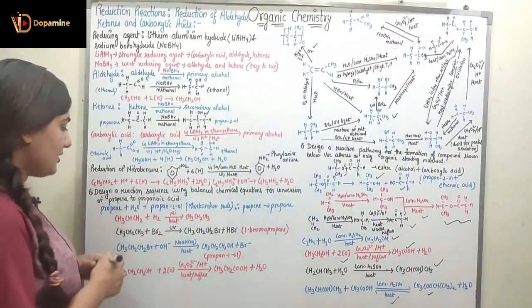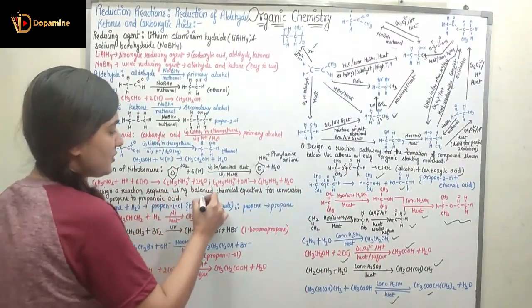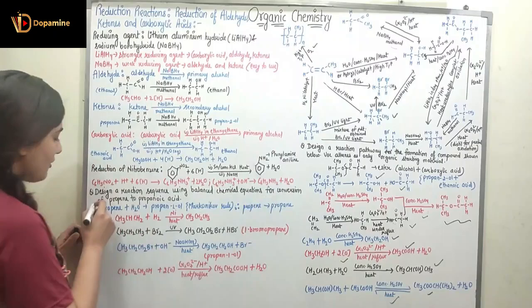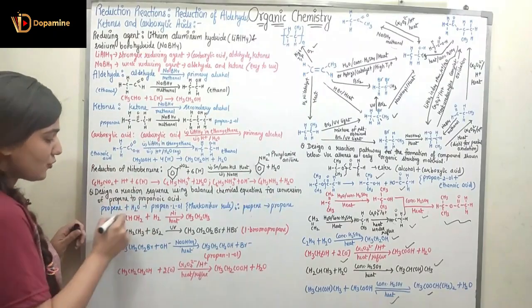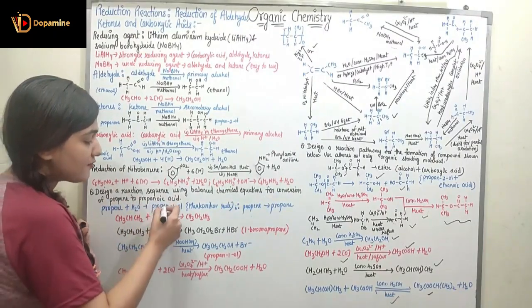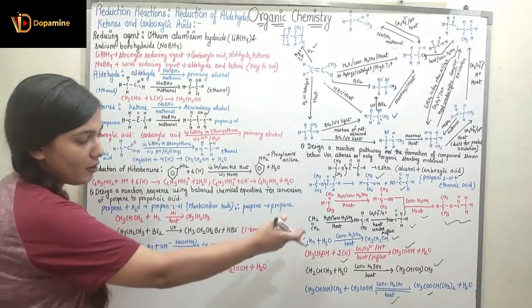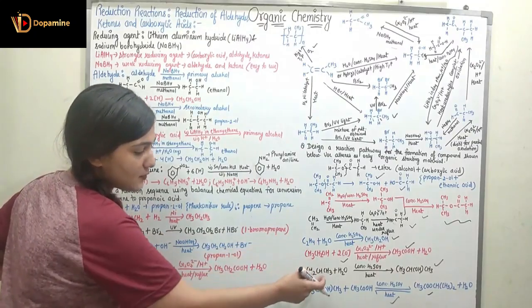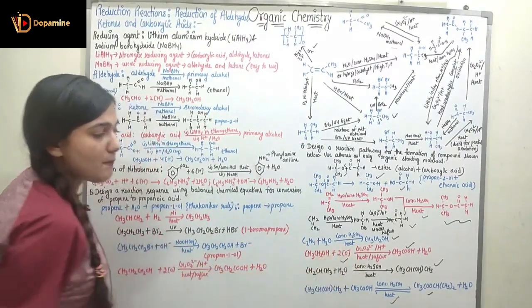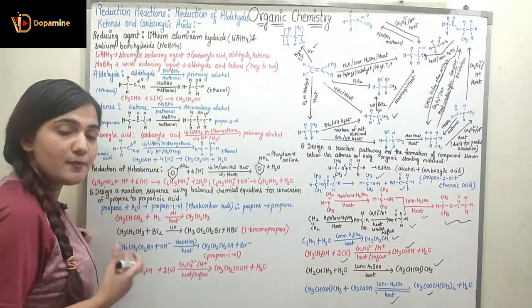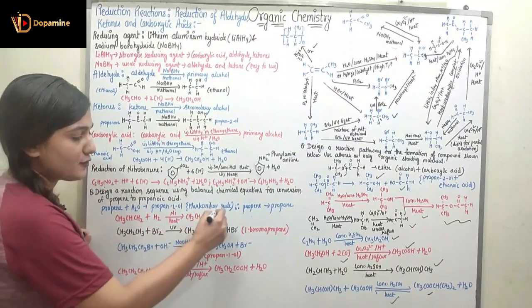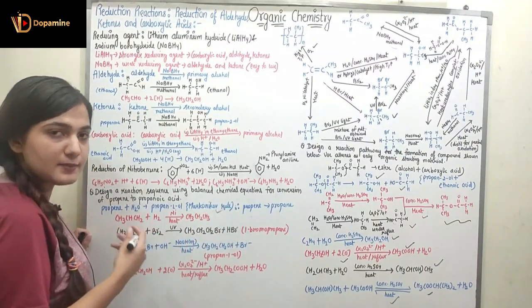Coming to the next question. Design a reaction sequence using balanced chemical equations for conversion of propene to propanoic acid. So propene plus H2O gives me propan-2-ol. We have already understood this. Why not propan-1-ol? Because it has to follow Markovnikov's rule. Markovnikov's rule has been followed.